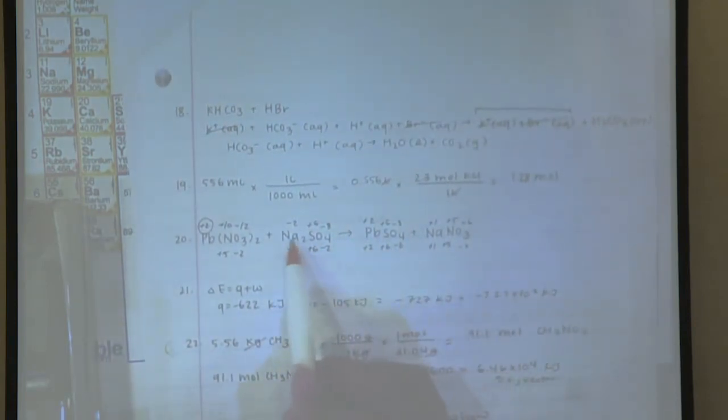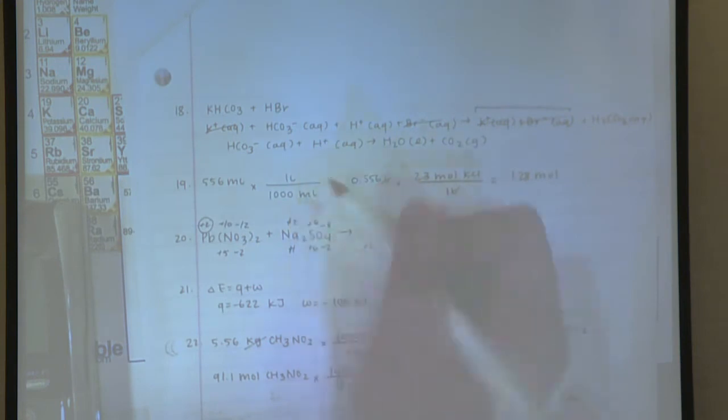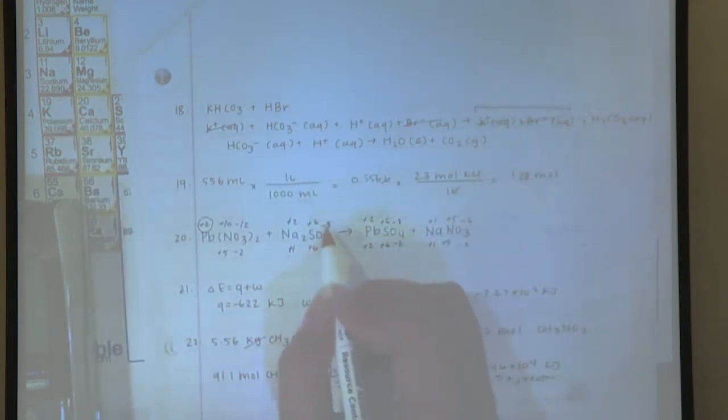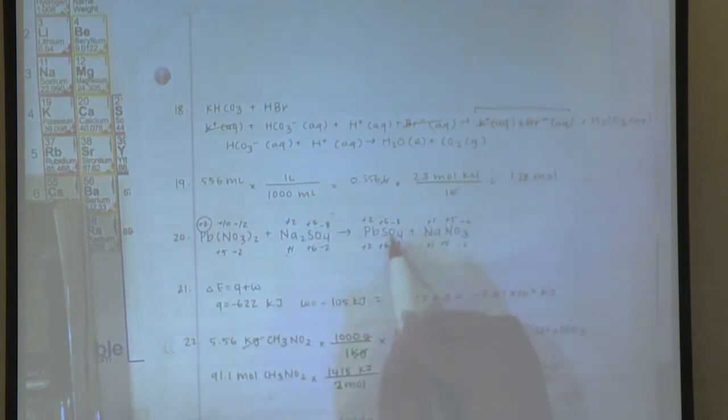And Na is going to have, what is this? This is a +1, right? Because Na is over here. It's a +1, in order to get that to cancel out and become a 0 here. And then same thing here, oxygen has a -2. You have 4 of them, so 2 times 4 is -8. Sulfur does the same as before.